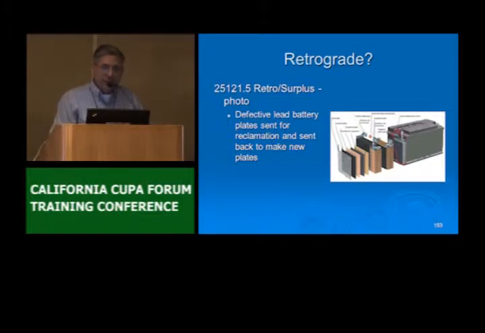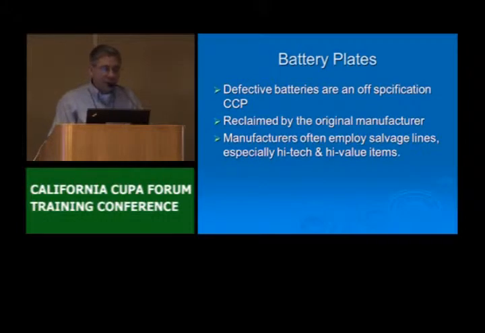Okay. Here's an example of spent lead-acid batteries like we did earlier, but here the battery's not spent. It's a defective lead-acid battery made by a manufacturer. And if the manufacturer were to take this and reclaim it, right, in their process, then that material would be retrograde and not subject to those spent lead-acid battery regulations. So the battery plates are defective or they're off-spec in some way. They're reclaimed by the original manufacturer. It's retrograde, okay? You often see this in high-tech lines where they incorporate salvage lines into the production process.